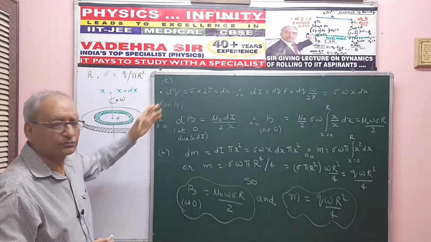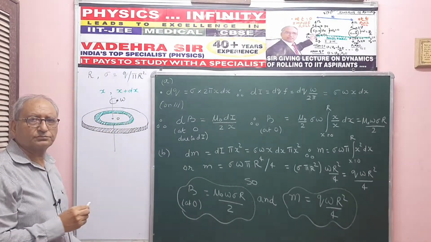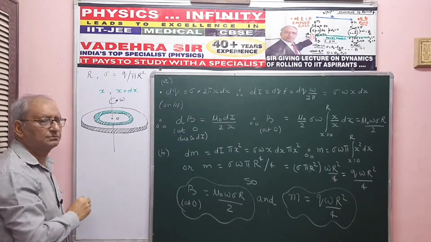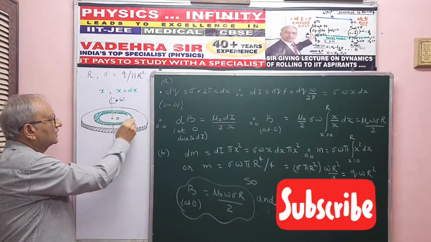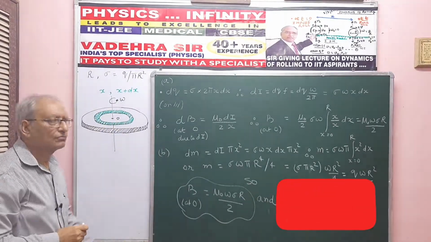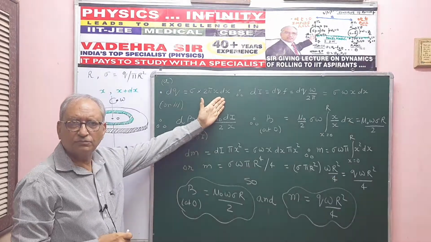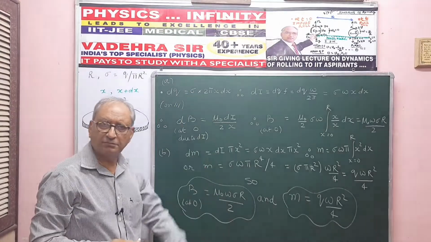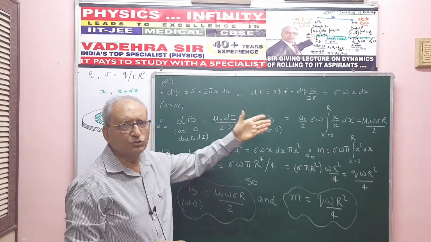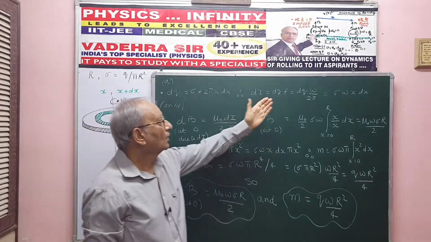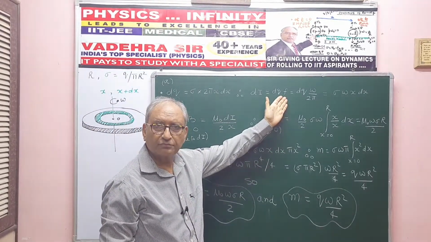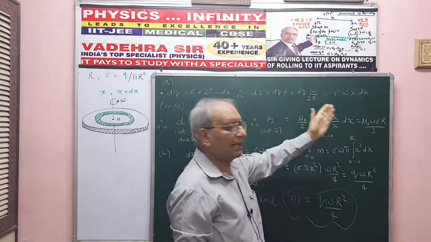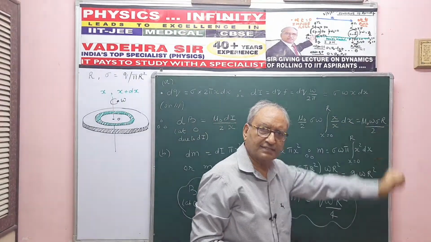I find dq, the elemental charge on the elemental ring of radius x and x plus dx. The area of this green shaded part is 2 pi x dx. So the elemental charge dq will be sigma into 2 pi x dx. The current di, as usual, I get by multiplying this dq with the linear frequency f. f is omega by 2 pi. I get di as sigma omega x dx.